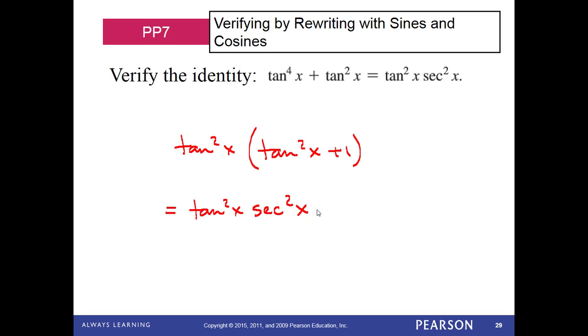So again, if you see tangents and secants, it is most likely easier to just work with those identities. If you see cotangent and cosecant, you may be able to just work those out instead of changing everything to sines and cosines, which would have been more complicated here.